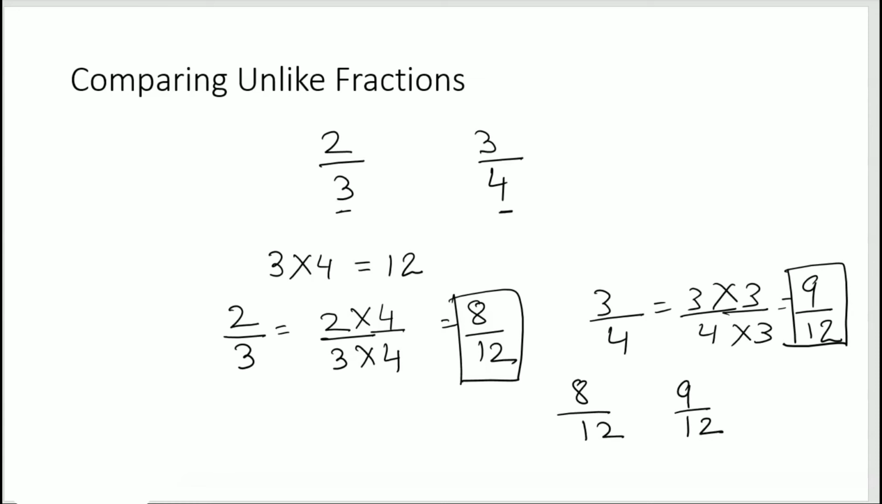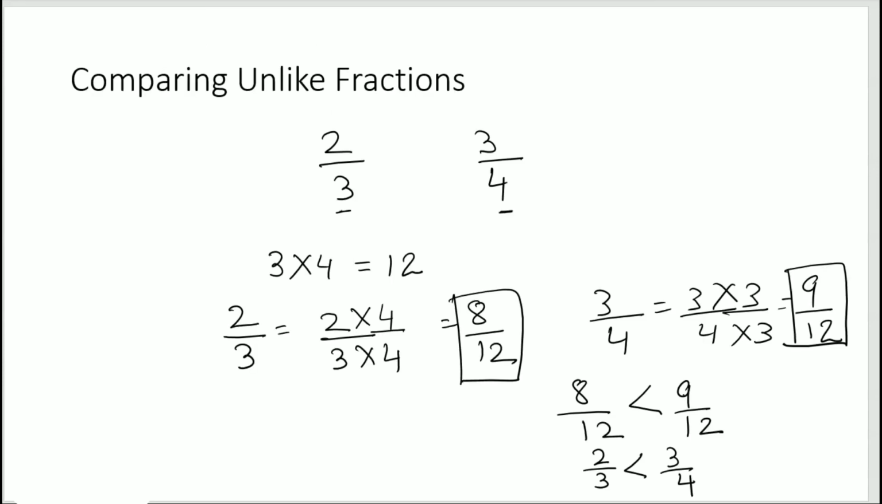We know that when the denominator is same for two fractions, the fraction with the greater numerator is greater. So 9 is greater than 8, therefore 8 over 12 is less than 9 over 12, or I can write this as 2 over 3 is less than 3 over 4. Alright. So whenever we have different denominators, first get their equivalent fractions with a common denominator and then compare.